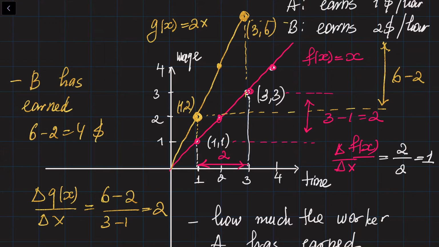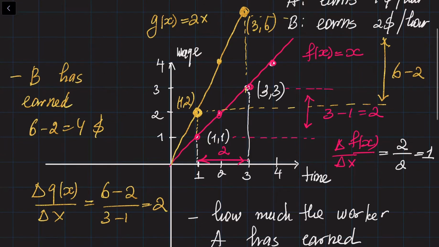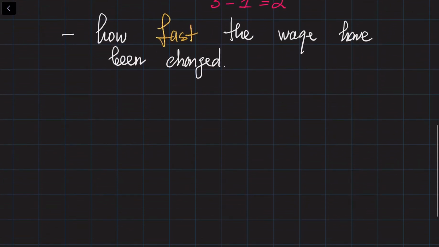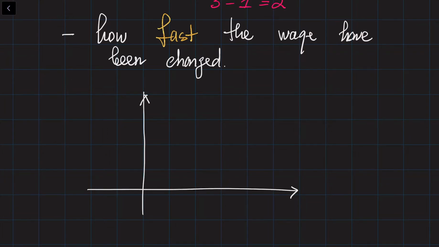Okay, so you see, for lines it doesn't matter which 2 points you choose. If you would like to understand how fast the wage has changed, you just need to find the ratio between the difference of the y coordinates and the difference of the x coordinates of the points.